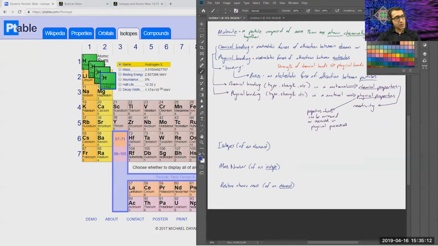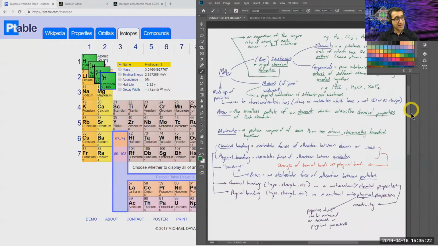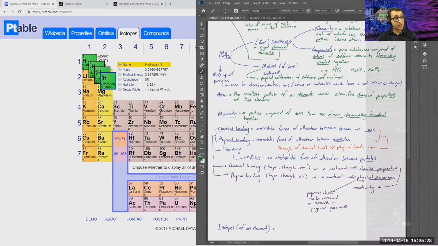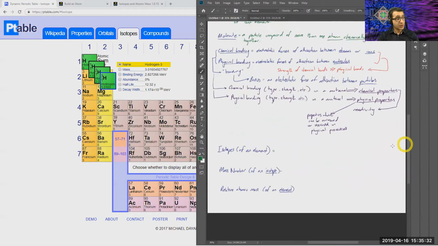So what do these terms mean? Well, an isotope and a mass number and relative atomic mass, like many of these definitions that we've already encountered, in fact, these terms are related to each other. In order to understand one, you must understand all of these, because these terms require each other in order to give definitions of them. So let's start with the isotope of an element.